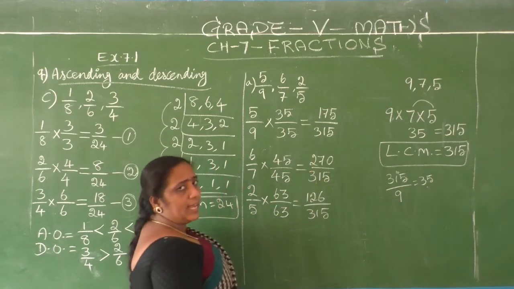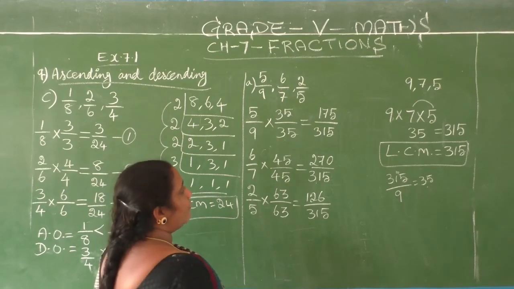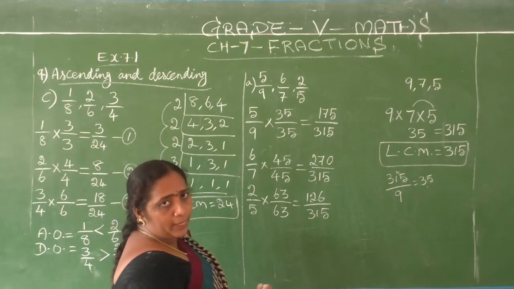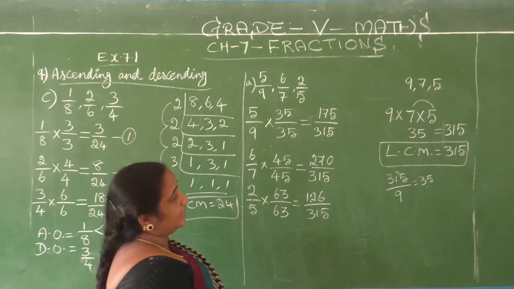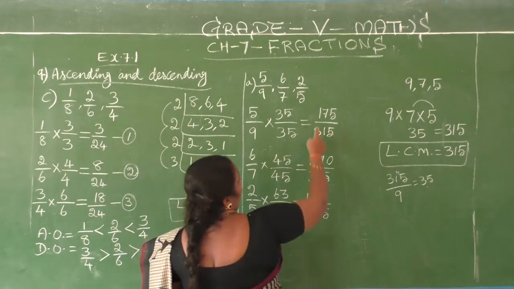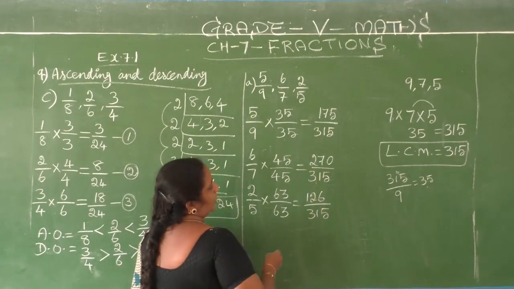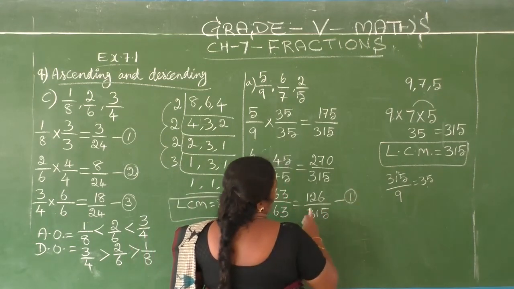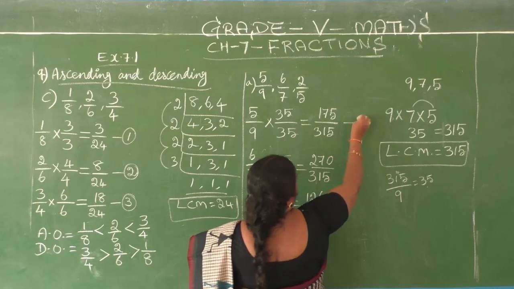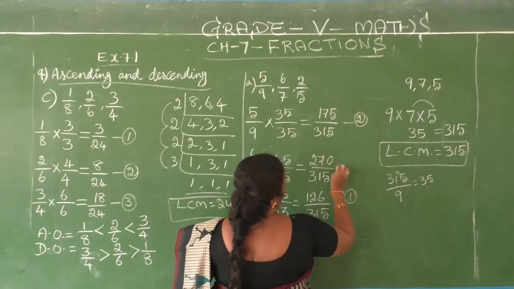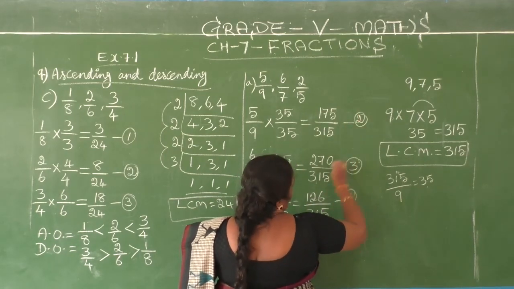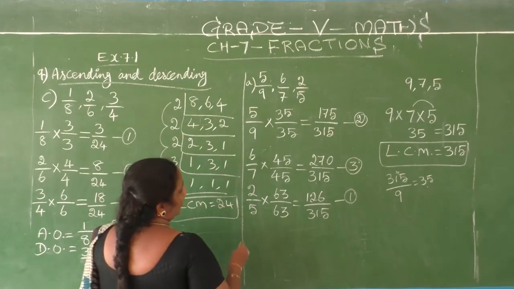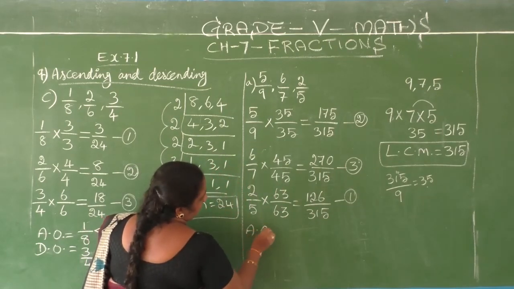That means they are like fractions. Afterwards, we have to arrange them in ascending order and descending order. So you have to compare the numerators and find out which is the smallest one. See, this 126 is the smallest one, the first one. Then 175, second one. 270, third one. Now you can write in ascending order.